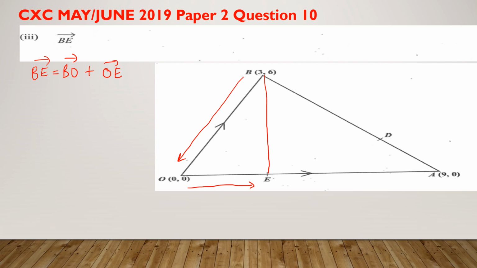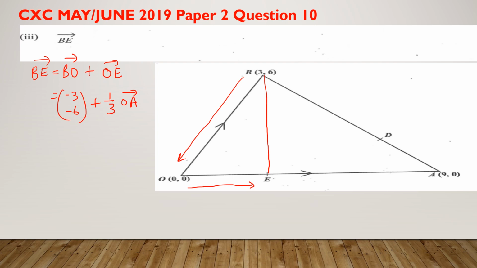Okay, now you notice it is BE. So you always start off with the first letter. So B and then E. That's how you know if you're going correct. All right. And we continue. We know that BO is 3, 6, but we're going in the opposite direction. So it'll be negative 3, negative 6. Plus, we were told that OE is a third of OA.